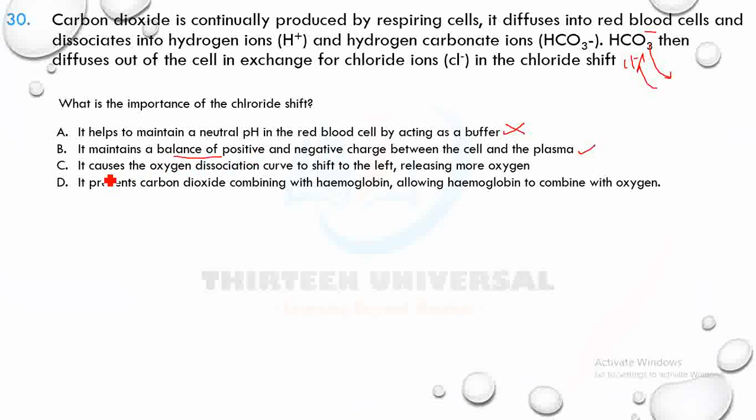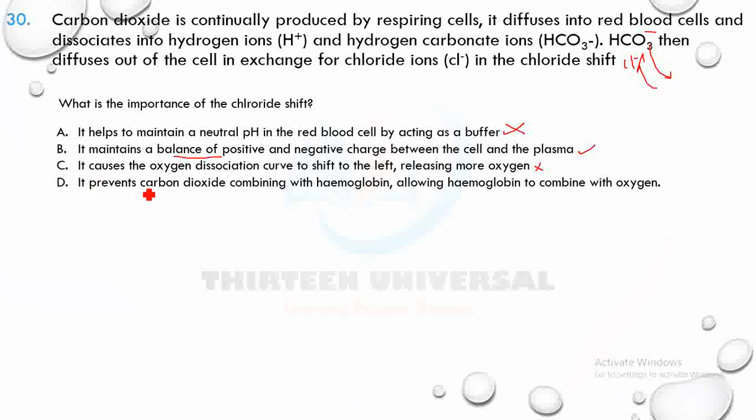Okay. C says it causes the oxygen dissociation curve to shift to the left, releasing more oxygen. No. If it shifts to the left, it will not release more oxygen. When it shifts to the left, that means the affinity of hemoglobin has increased and less oxygen will be released. Do you get? So that is wrong. More oxygen is released when the curve shifts to the right.